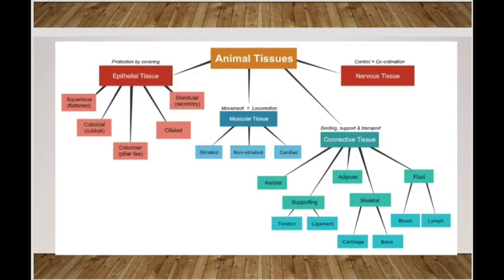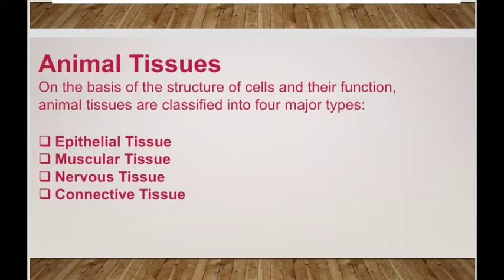This flowchart shows classification of animal tissues. Animal tissues. On the basis of the structure of cells and their function, animal tissues are classified into four major types. They are epithelial tissue, muscular tissue, nervous tissue, and connective tissue.